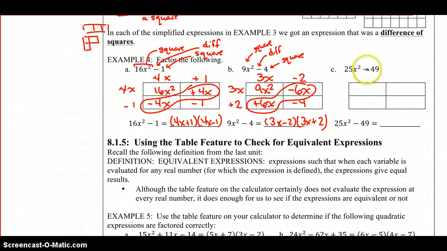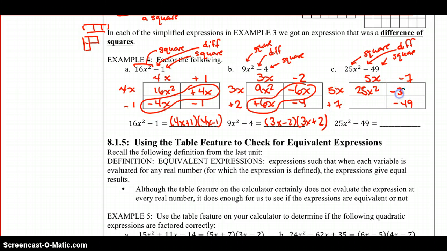Okay. And our last one, 25x squared minus 49. Again, we should recognize these as square numbers. This is also a square, and we're subtracting. So again, we have the difference of two squares. To get 25x squared, we're going to think about doing that by 5x times 5x. And to get a negative 49, a negative 7 times a positive 7.